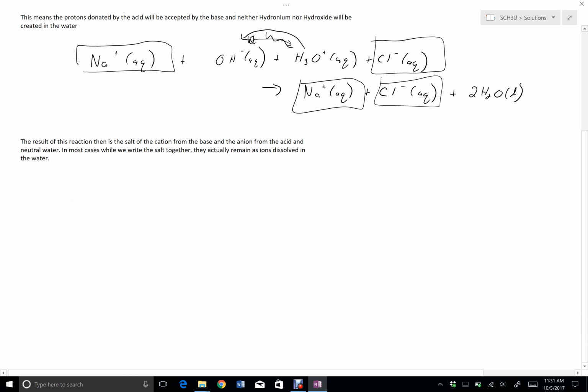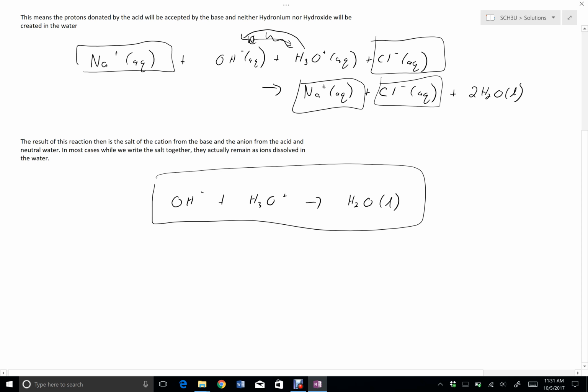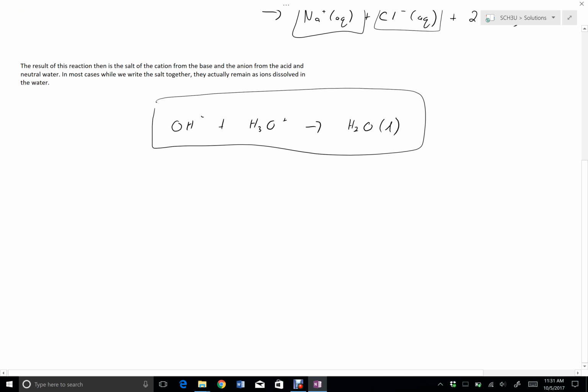I think we should write the net ionic equation here, OH- plus H3O+, to realize that it doesn't really actually in any way matter which acid or which base are engaged in this acid-base reaction. This is going to be the resulting net ionic equation regardless of the acid and base involved. Let me give you one more example of an acid-base reaction, and we'll see how that's the case.